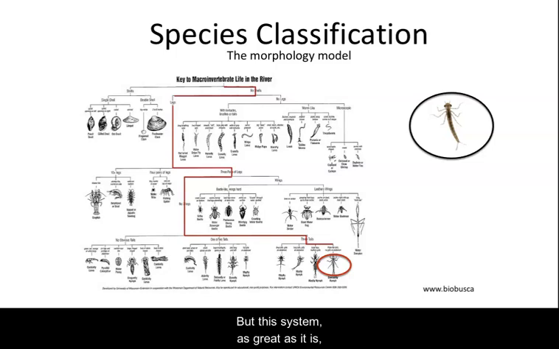But this system, as great as it is, can present certain challenges. Different stages or different sexes may look different, and the characteristics that are chosen may or may not be the most suitable. For example, color is a characteristic that is often not a suitable trait for this type of morphological classification system. So while Linnaeus came up with a very good system for classifying organisms, he didn't provide insight into why they could be classified this way.